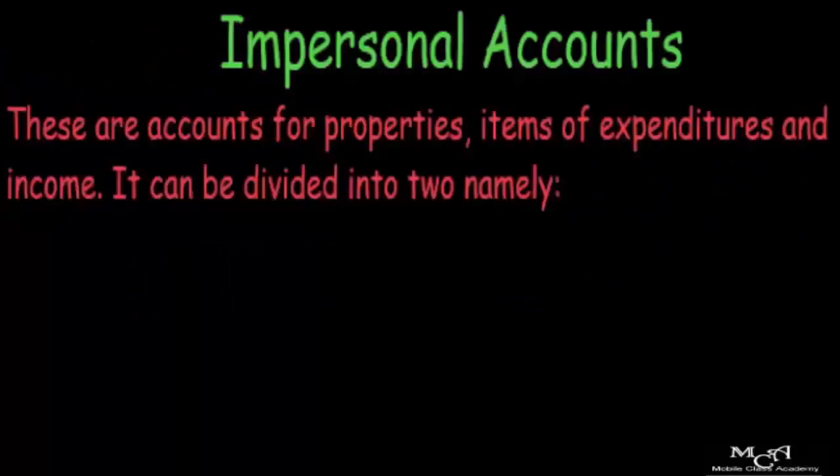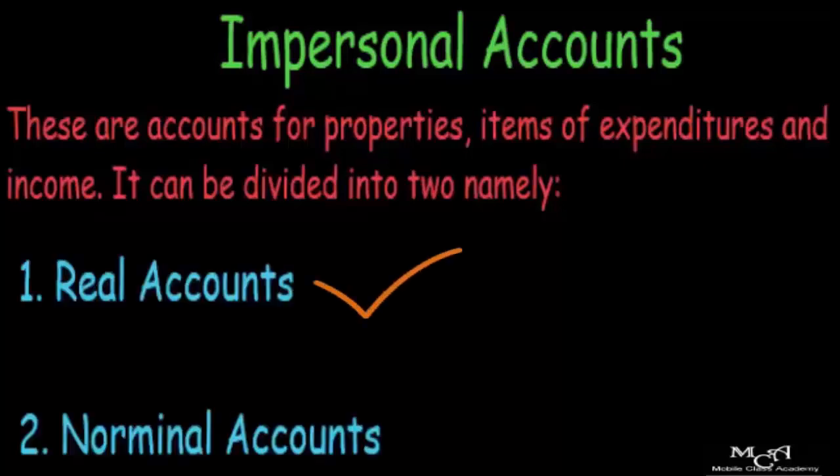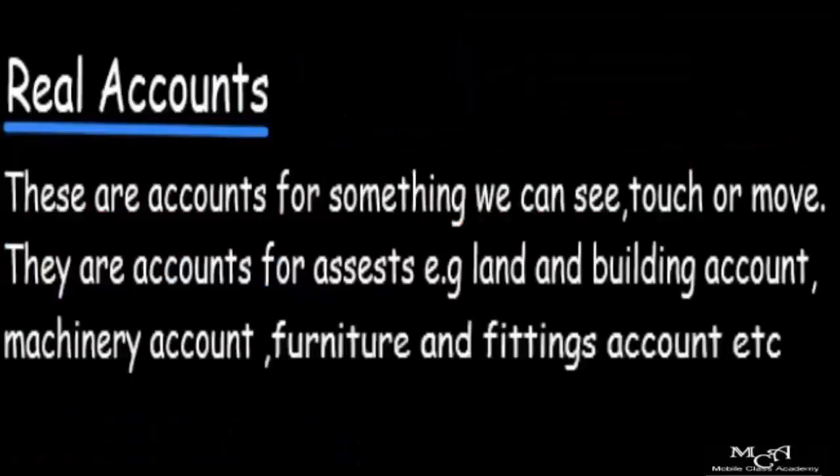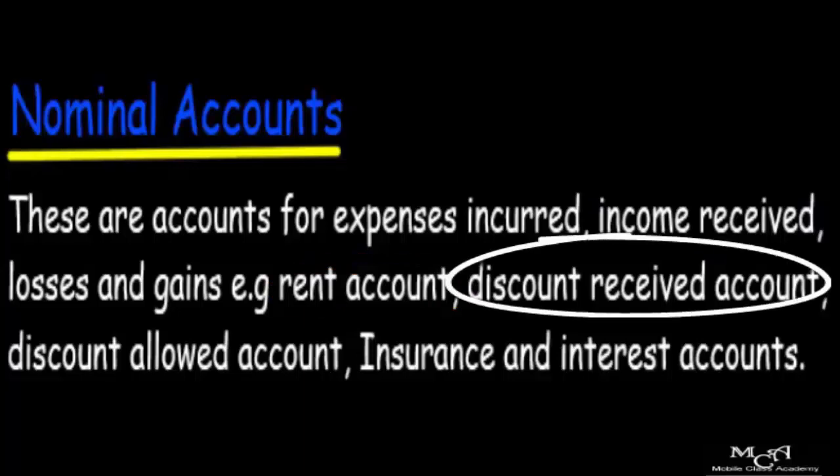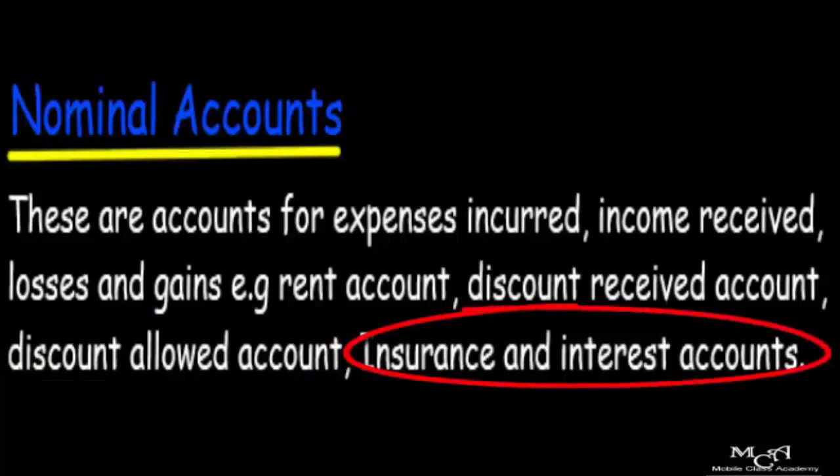Next, under the classification of accounts, we have impersonal accounts. These are accounts for properties, items of expenditures and income. It can also be divided into two, namely real accounts and nominal accounts. Real accounts. These are accounts for something we can see, touch, or move. The accounts for assets, for example, land and building accounts, machinery accounts, furniture and fittings accounts, etc. Nominal accounts. These are accounts for expenses incurred, income received, losses and gains, e.g., rent accounts, discount received accounts, discount allowed accounts, insurance and interest accounts.